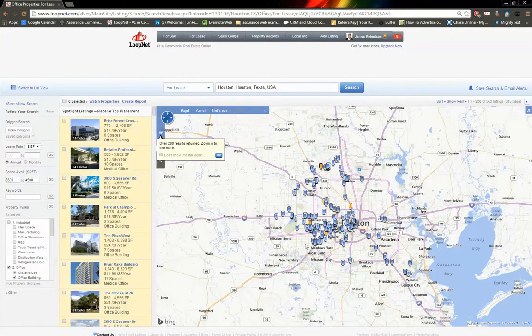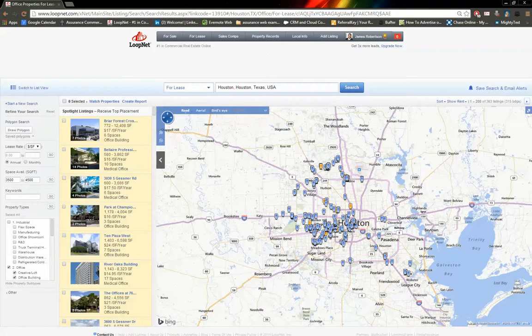All right, so this is the entire map of the city of Houston. Notice here it says over 200 results returned. Zoom in to see more. So when you get that, they're not showing you some options. As you can see, there are a lot of options that have 5,000 square feet throughout the city, and you see a ton of options in this general area.